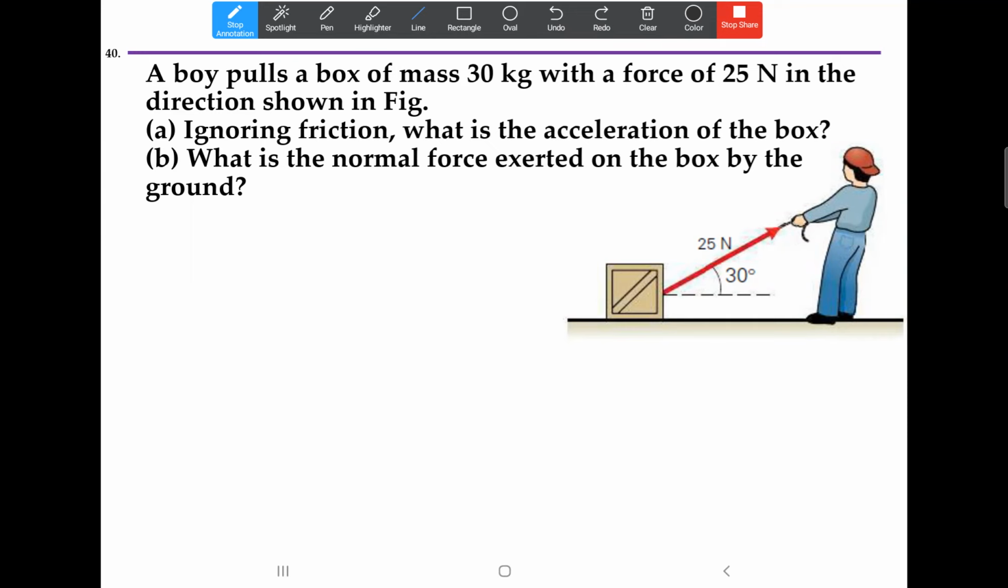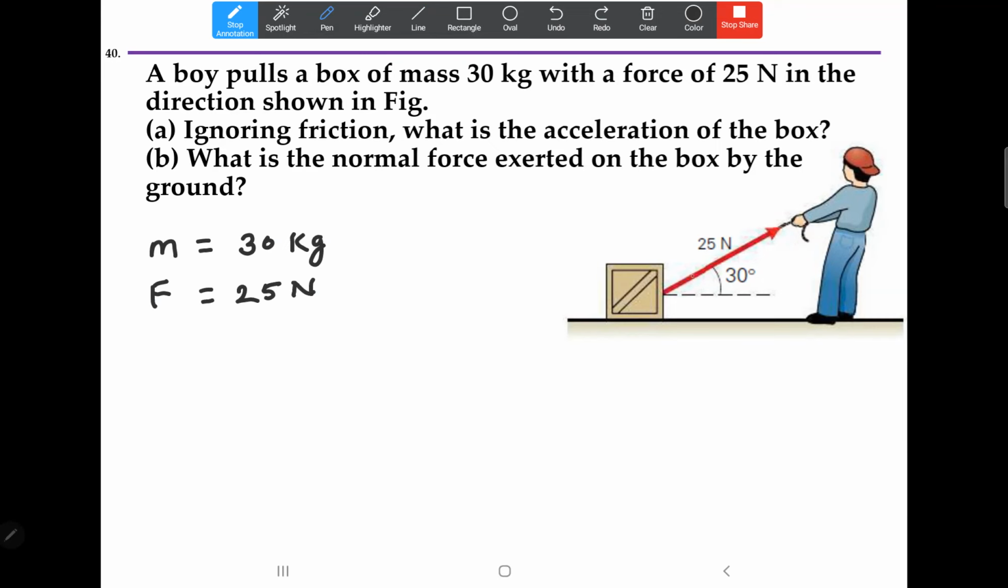If we look at this problem, what is given here? A boy pulls a box of mass 30 kg. So the mass of the box is given. I can write it down here. Mass of the box, denoted by m, is 30 kilogram, with a force of 25 newton. The second thing is that force is given, which is 25 newton in the direction as shown.